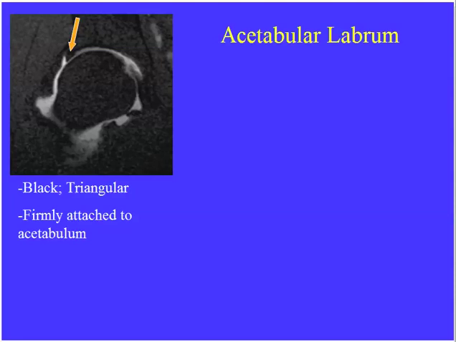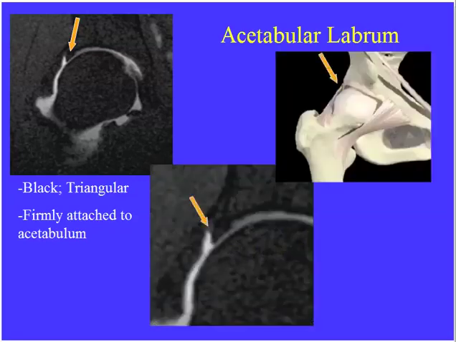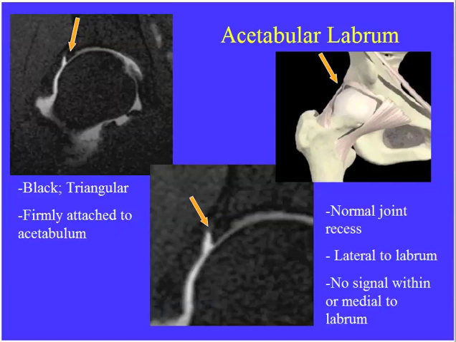And just like the coronal image of the shoulder, we're going to see a black triangular structure that extends right off of the osseous acetabulum. We'll have the hyaline articular cartilage, which is intermediate in signal intensity, and we typically have this recess that occurs along the lateral aspect. So any fluid coming up lateral to the acetabulum is normal. What we're looking for is fluid coming deep along the medial aspect of the acetabulum, or between the bony acetabulum and the acetabular labrum.